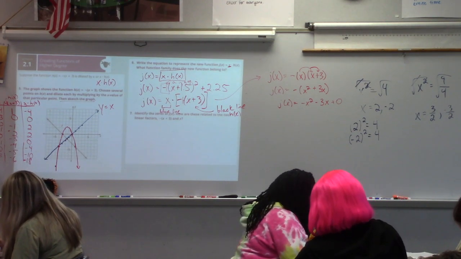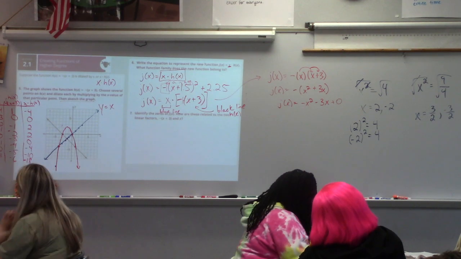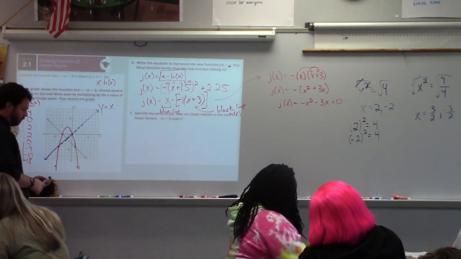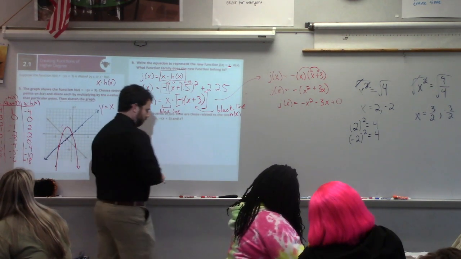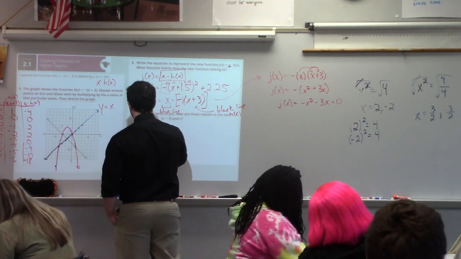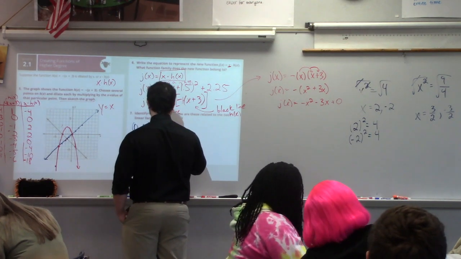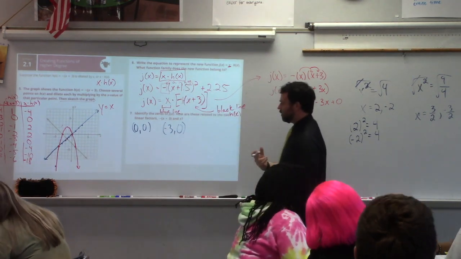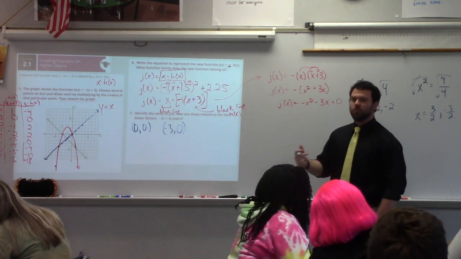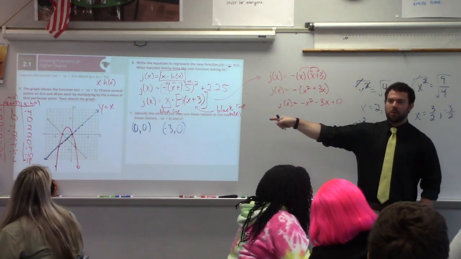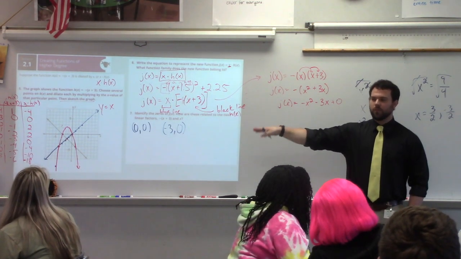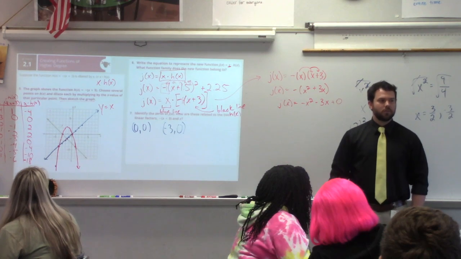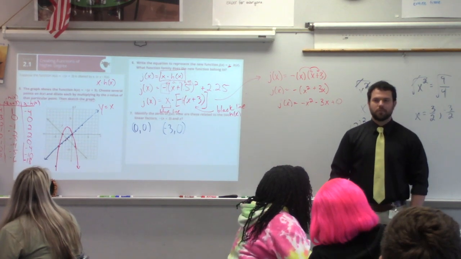Alright, let's bring it back. So what are the zeros of j of x? 0, 0, and negative 3, 0. Okay, so I want to push on this a little bit. Does anyone want to know why I want to push on those two responses for the idea of zeros? Why do you want to push back on that? Yeah, that's what I'm asking.